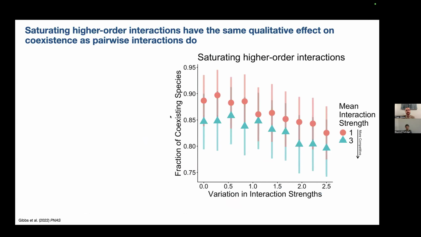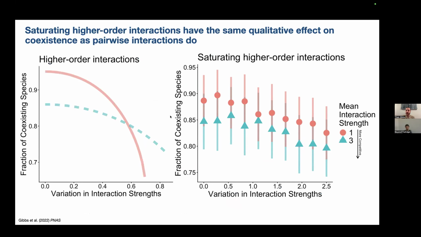We found indeed that when we simulated models of this type, we no longer saw the kind of crossing over behavior that we observed for models with an indefinite benefit. Instead, more competitive higher order interactions always reduced coexistence.